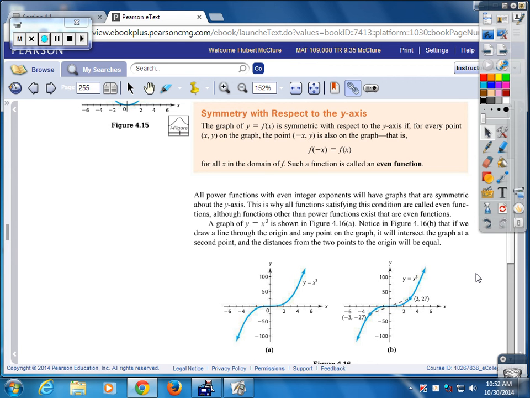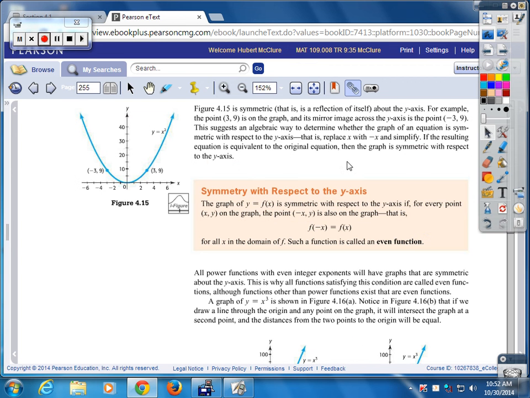I'm lost. Where are you lost? What am I supposed to be writing? Right here. If it is even, f of x is equal to what? F of negative x is equal to f of x. That is called an even function, which means that it is symmetrical around the y-axis. It means the left-hand side looks exactly like the what?